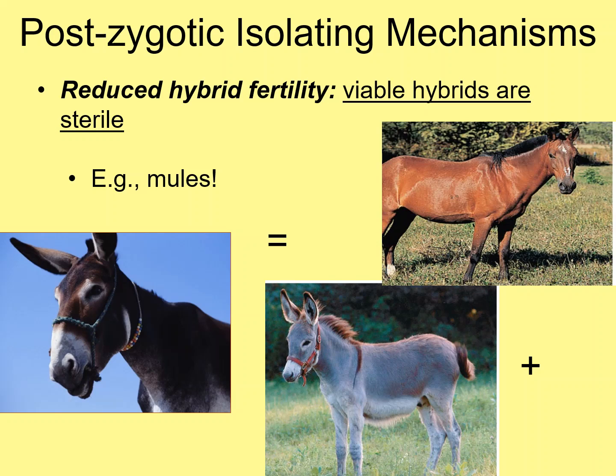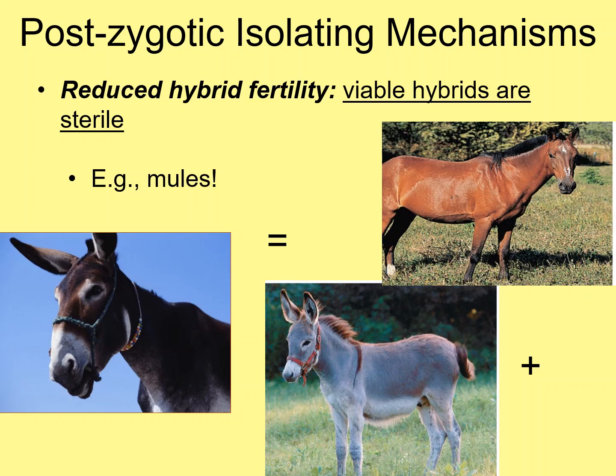And typically the female is the horse and the male is the donkey because, as you may or may not know, there is a pretty good size difference between the two species, but they're closely related enough to where they can mate and produce a hybrid. But again, the hybrid is viable and lives just fine, but it cannot reproduce. It's not possible for it to reproduce.